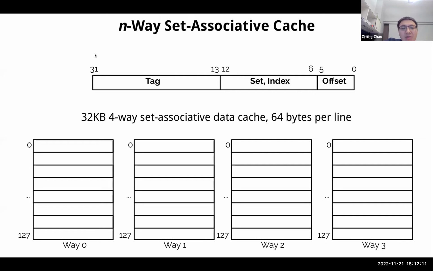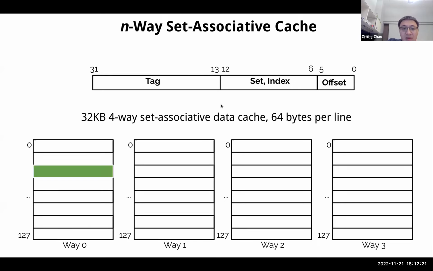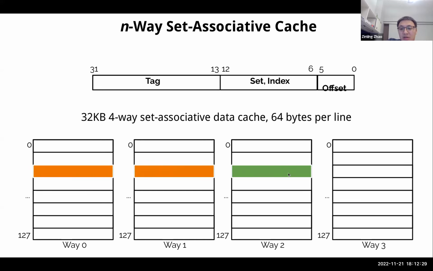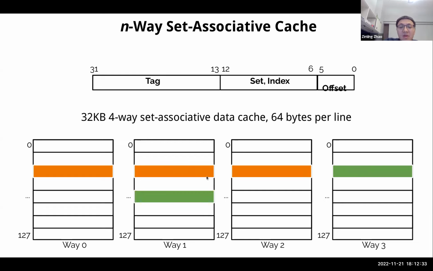Then the higher bits are called a tag. Those tags are stored in the cache as well. So let's say we have an address here. That address can go to this set, which is this row. It can go to here, here, here, here, it doesn't matter. But it cannot go to a different set. For a specific address, it cannot go to a different set.